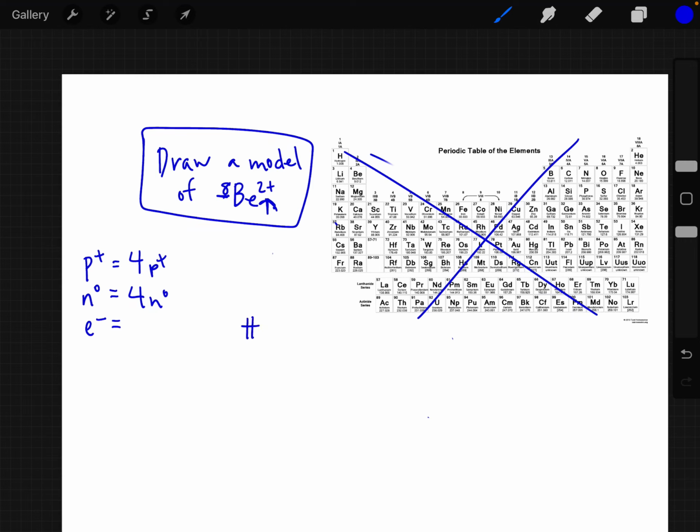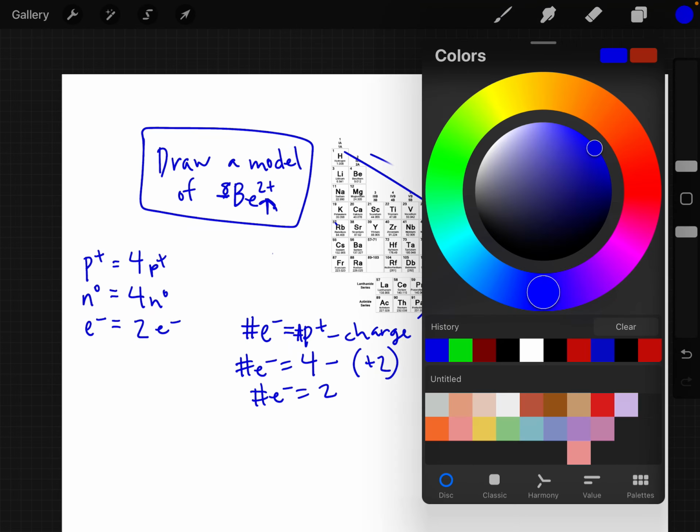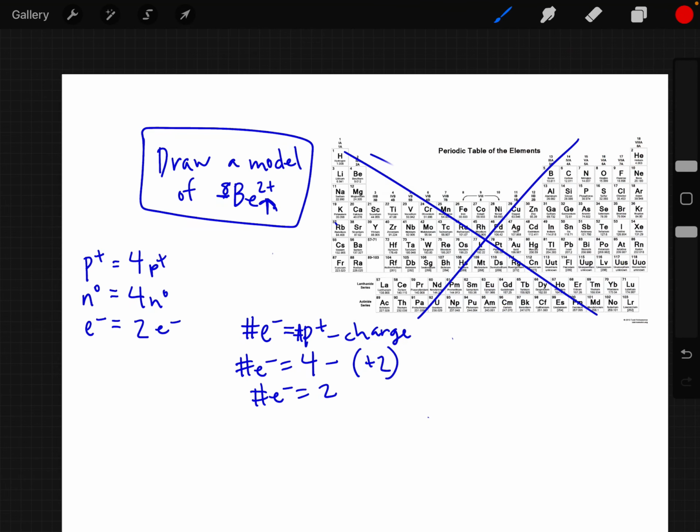If you recall from my previous video, the number of electrons is equal to the number of protons minus our charge. So in this case, the number of electrons would equal 4 protons minus that plus 2 charge, which means that the number of electrons I'd have in this specific molecule would be 2 electrons. Now I can go ahead and actually do my problem. So it's kind of a lot of legwork right there, but once you get that done, it's light work.